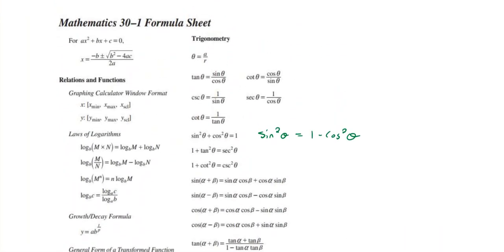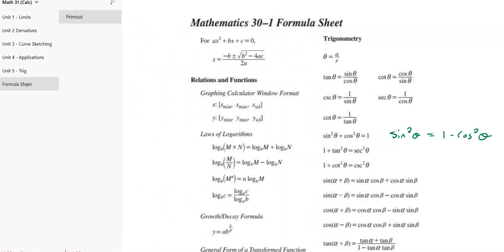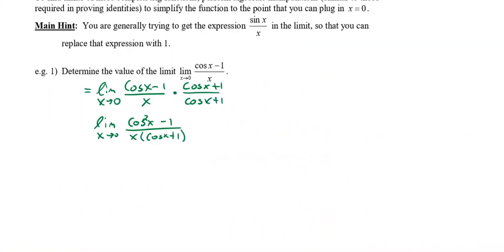Well, this reminds me of this one, right? And if you rearrange for sine squared theta, it would look like this, 1 minus cos squared theta. So that's not cos squared theta minus 1, but it's close. Let's see if we can mess around with this and turn it into something we want. So I'm going to write this again as the limit as x approaches 0.